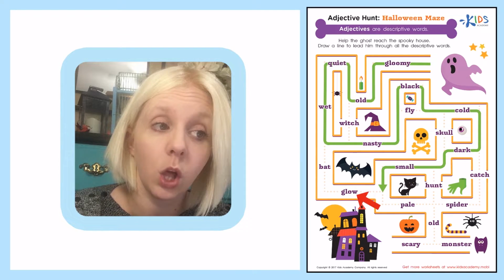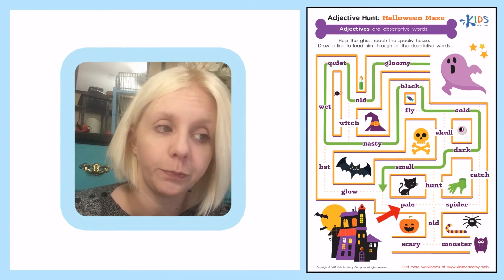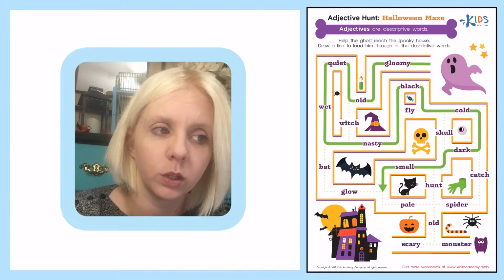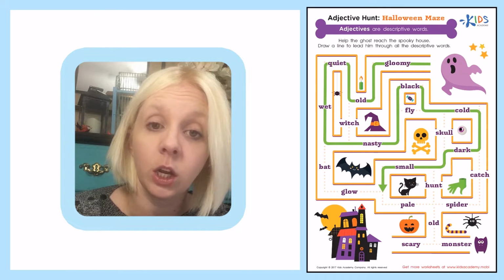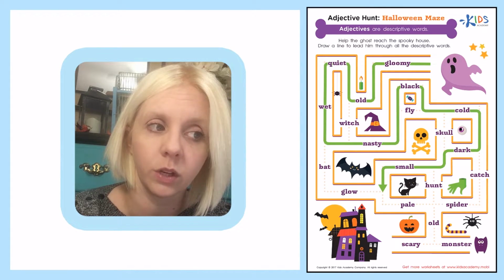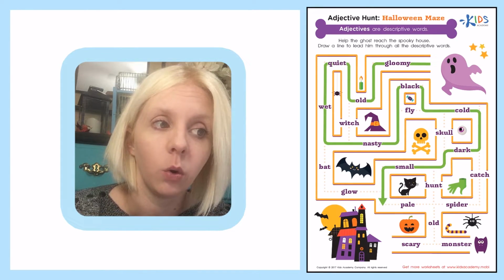Here we go. And then we're going to go around the corner and back down, and then we run into a choice. We've got glow or pale. Think about that one. Those both kind of sound like descriptive words, but let's think about it. If something glows, it is doing something. So that's not a word that describes it. But pale, the pale ghost or the pale person, we're going to go down to pale right down here.